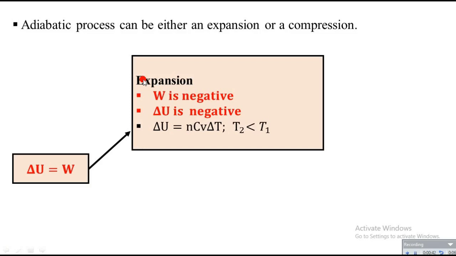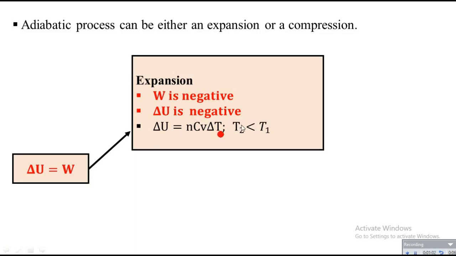The system is losing internal energy to do the work. That's why the work done is negative and the internal energy change is negative. And dU is equal to nCvdT, because you have seen that dQ is equal to 0, so automatically dU is equal to nCvdT.